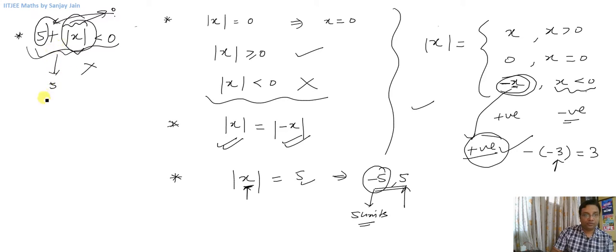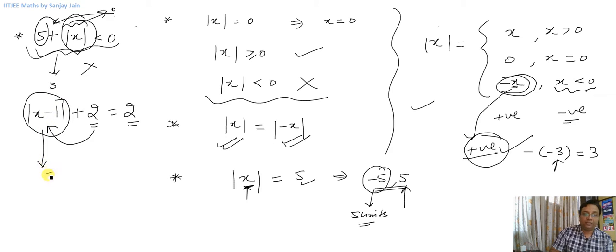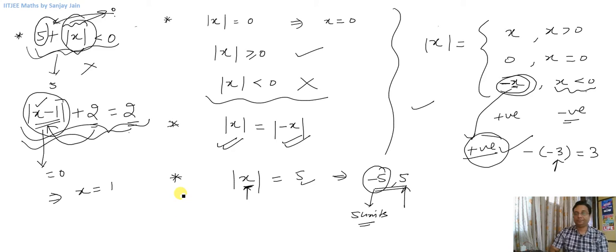So from this, if I write mod of x minus 1 plus 2 equal to 2, now you see, I've got 2 and I have added something into this 2, and the result should be 2. So this expression here will definitely be equal to 0 for this equation to be satisfied, and this will be 0 at x equal to 1. So the solution to this equation is x is equal to 1.